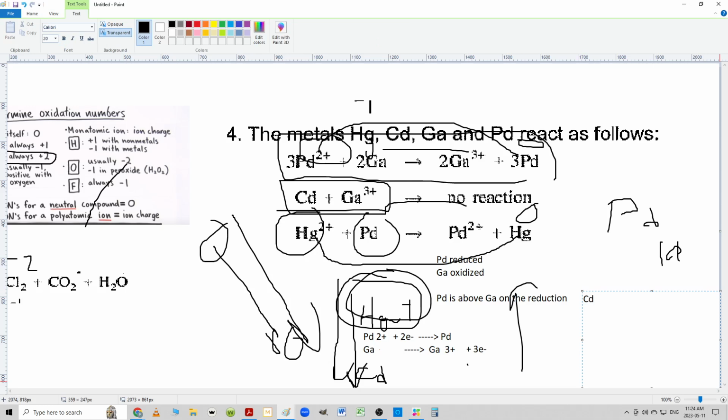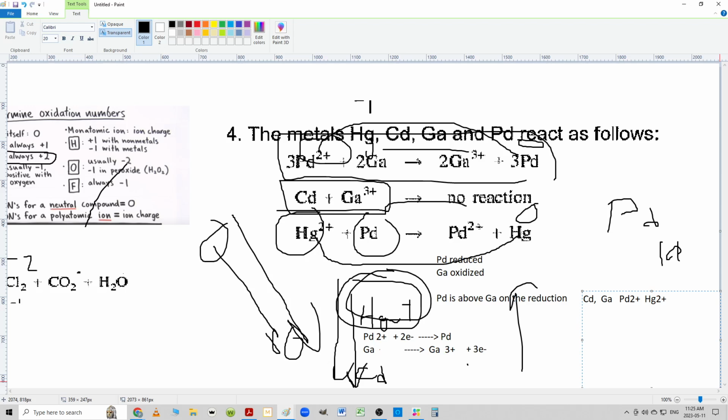Cd, Ga3+, because that's what reacted, Ga, because Ga is up above, Pd2+, because that's written in the reaction table, and then finally Hg2+.